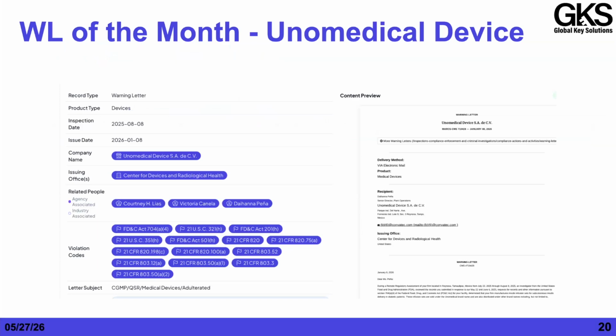So this is what this warning letter would look like inside of the GKS platform. Looks like they got it on January 8th, but there's more to that story than what meets the eye. If you were to actually read the warning letter, as we will later, you will see some violation codes as well, the violation codes that the FDA deemed this company had broken.